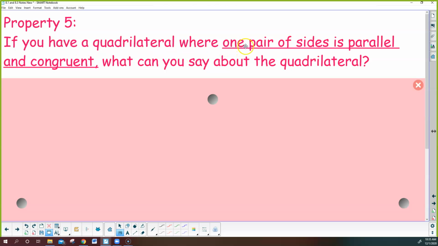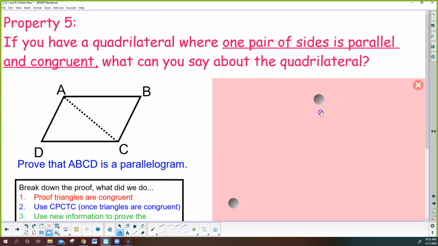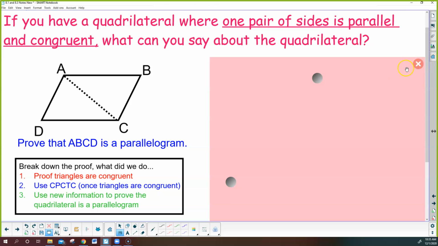Okay, if you have a quadrilateral where one pair of sides is parallel and congruent, okay? Now this should say exactly one pair. What do we know? Well, let's look at this. Okay, we're not going to fully set this one up either. So one pair of sides is parallel and congruent. Let's say that this side is congruent to this side, and then it has to be parallel as well. So one pair of sides is both parallel and congruent, so this side and this side. I can't have this side parallel and this side congruent. They both have to be parallel and congruent.